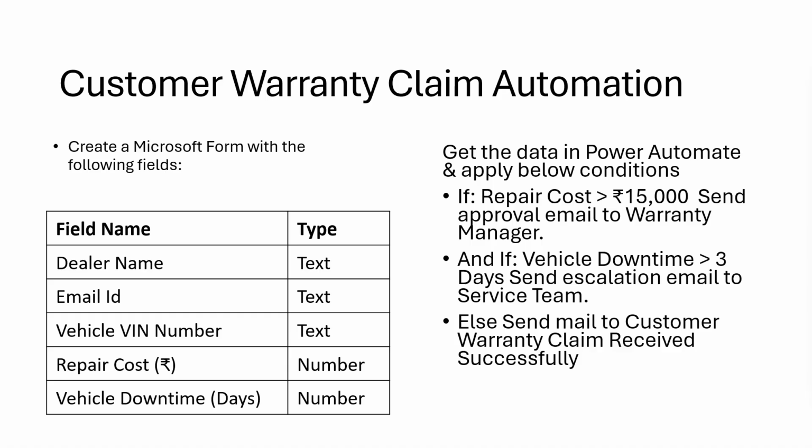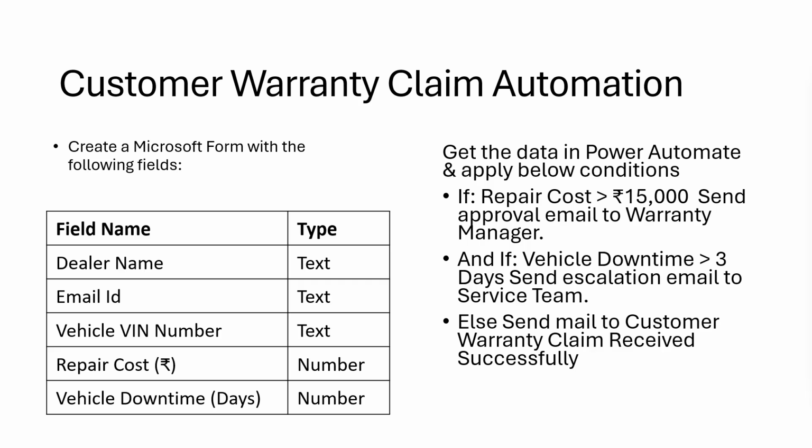And one more condition you have to check, if the vehicle downtime is more than 3 hours. If the vehicle downtime is more than 3 hours, then I have to send a mail to my service department. Else, if it is not more than 50,000 and not more than 3, I have to send a mail to my customer that your warranty claim was received successfully. That's all. So you have to do 3 things. 3 conditions have to be checked.